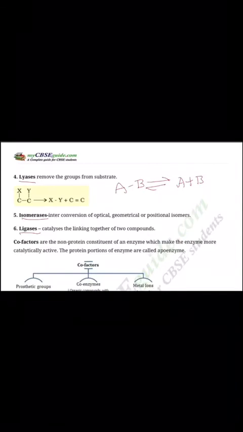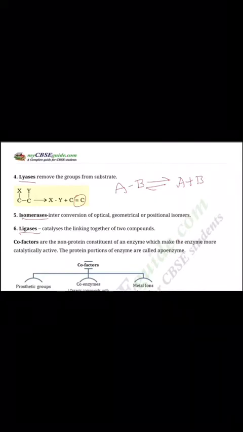So first it promotes the removal of a group from the substrate to leave a double bond. You can see here there is a double bond, and it catalyzes the reverse reaction. That's how ligases function. And then isomerases. Isomerases basically interconvert optical, geometrical, or positional isomers.